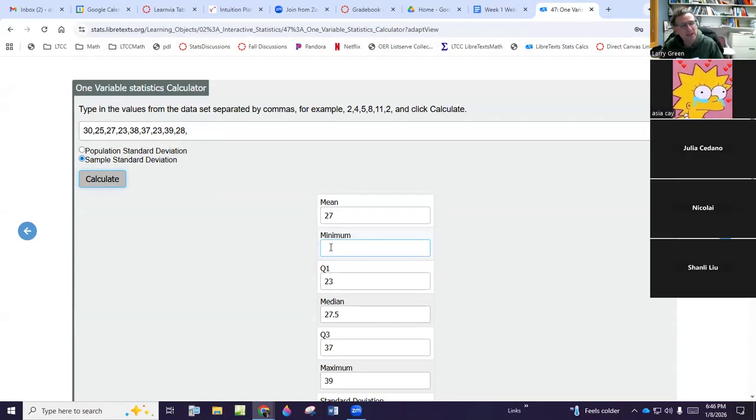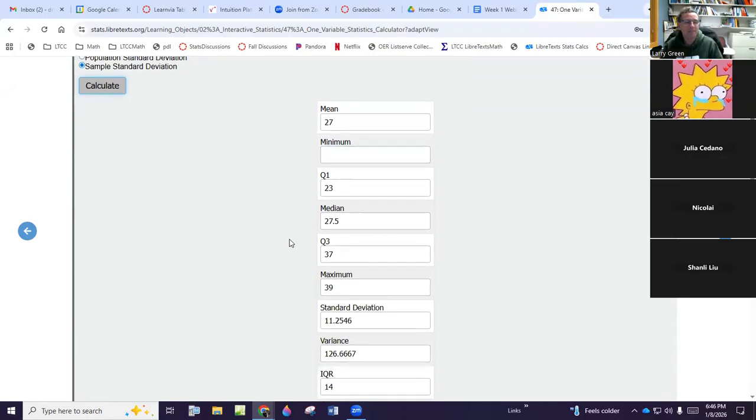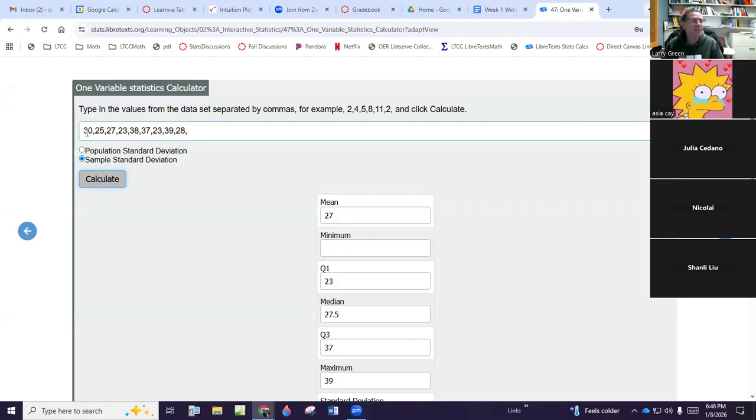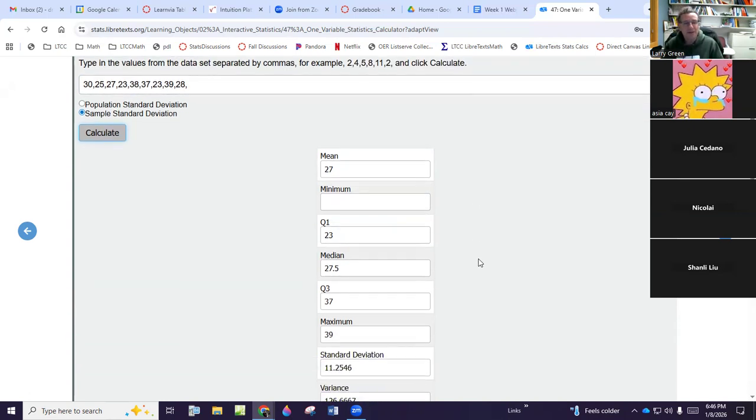Oh, it didn't like minimum. I'll have to go find out what's wrong with the code there. It should know minimum. Sorry about that. I could look and find the minimum. That was 23. Maybe because there's two of them. Sorry about that. I'll go and fix that in the next few days. I coded this all, by the way.